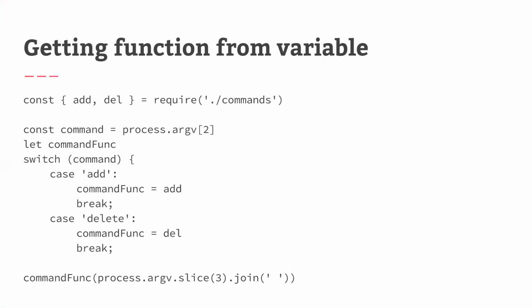I suppose I could just say const command func add here and const command func del here, since it's not going to run both of these, and then eliminate this line. It would, yeah. If you were really committed to making it a const, that would be the way to do it. Yeah, Brittany?